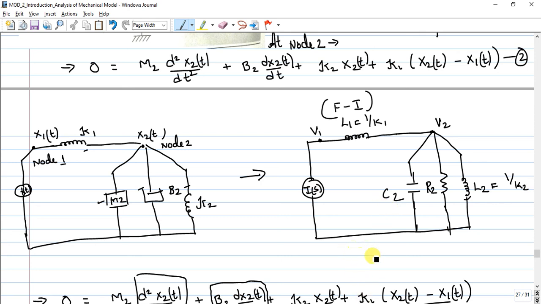Okay, thank you. So let us wind up today's session. We shall consider one more example of a mechanical system tomorrow, and we shall rewrite it in the same force voltage and force current analogy.